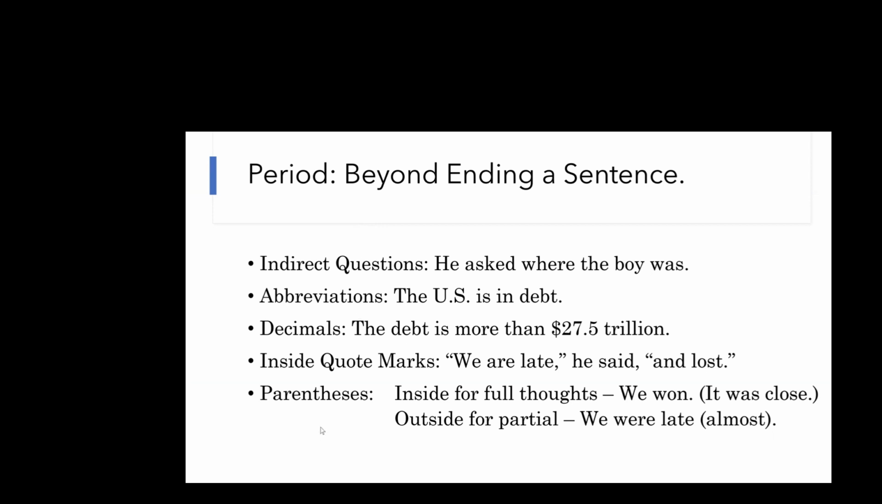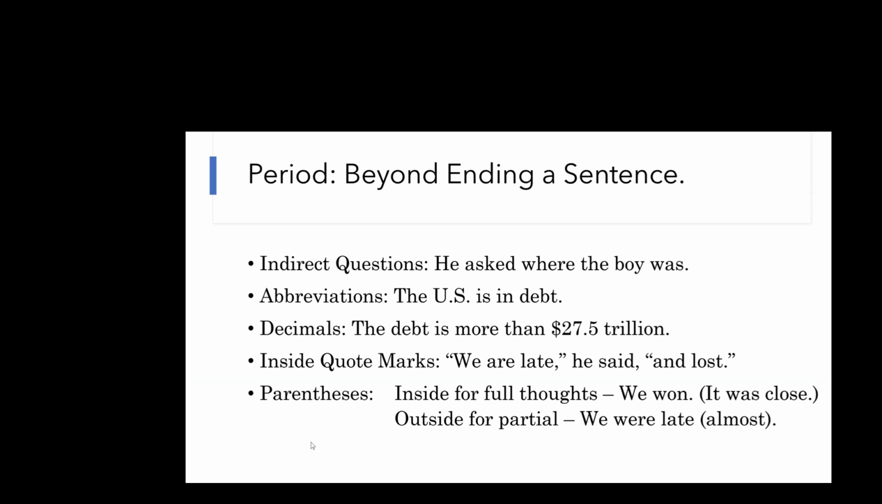Decimals: in the US, we do use decimals with numbers. So the debt is more than $27.5 trillion. In some countries, they'll use a comma instead of the period for a decimal point, so it would look like 27 comma 5. But what they mean is still 27.5 trillion. So that's where you might also see the period.